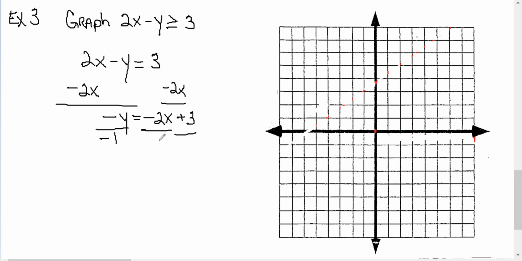Divide everything by -1. And y equals, what is that? 2x minus 3. So I can go ahead and graph this now, starting with the y-intercept of -3. My slope is 2 over 1, so I'm going to rise 2 and run 1.